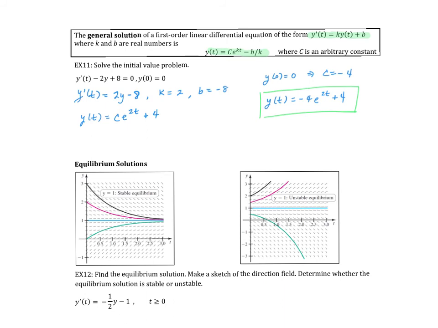So in this section, DE1, we're looking at the basic idea of what a differential equation is, looking at those direction fields, and then looking at two special types of differential equations that we can solve pretty easily, and that would be the separable, and now here we're looking at the KB form.